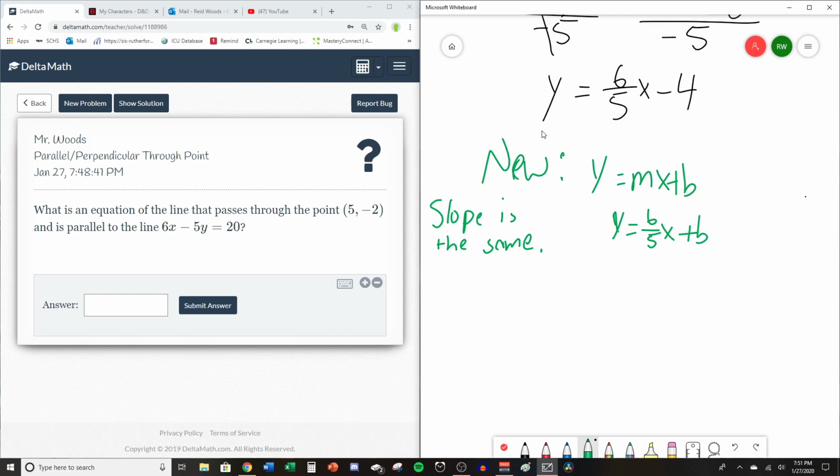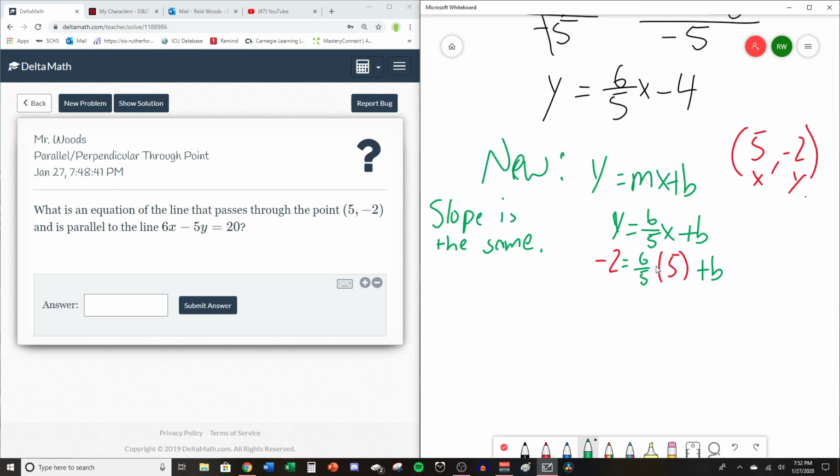Well, we have our given point here. We're given that it has to pass through 5, negative 2. So this is my x and this is my y. I'm going to use those and put those in right here. So negative 2 and 5 are going to go into this equation. Let me go back to green here. This is 6/5 times 5 plus b is equal to negative 2.